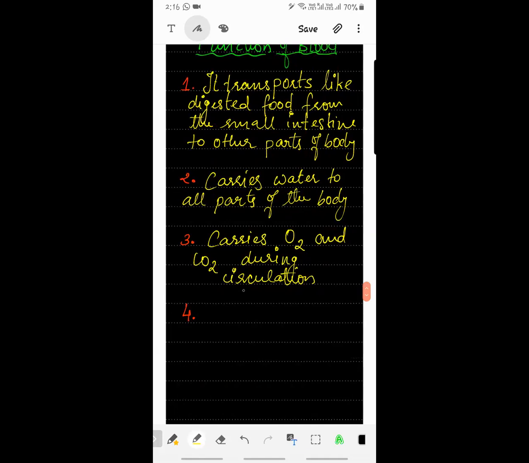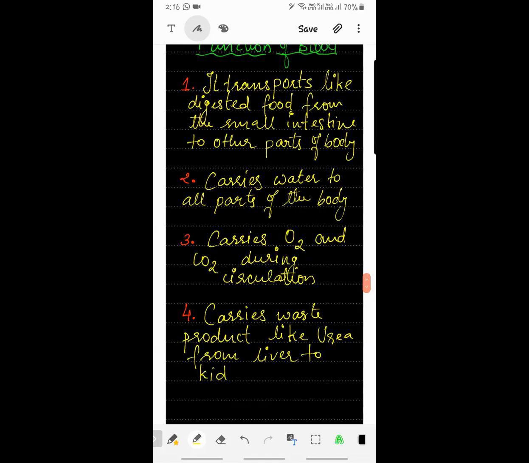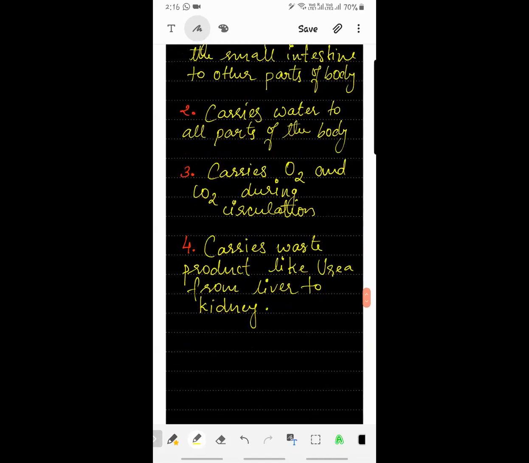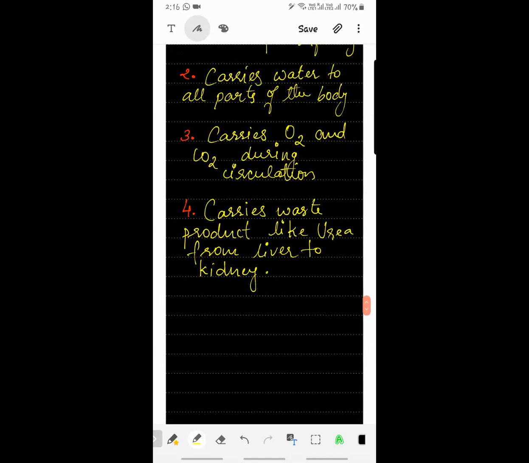Fourth point, it carries waste product. Waste product like urea from liver to kidney. We'll see in this chapter only. We'll see how urea from kidney is transported out of body.